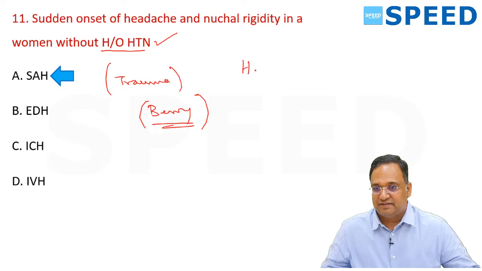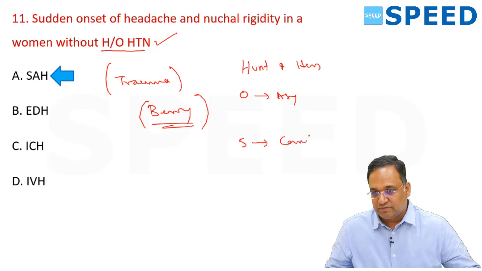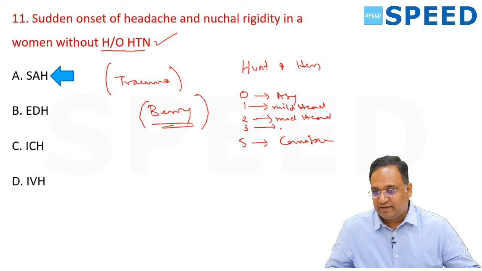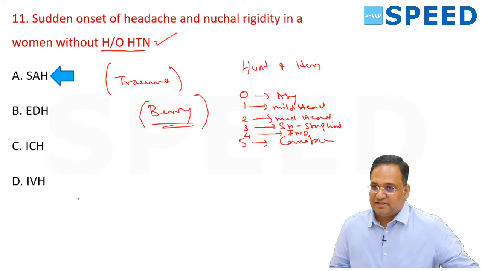It is called Hunt and Hess. The Hunt and Hess classification ranges from score 0, asymptomatic, to 5, comatose. 1 will be mild headache, 2 will be moderate headache, 3 will be severe headache with stuporous gait, and 4 will be focal neurological deficit. Focal neurological deficit, I will repeat.